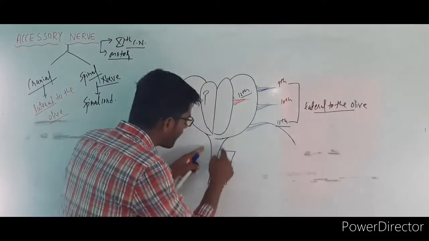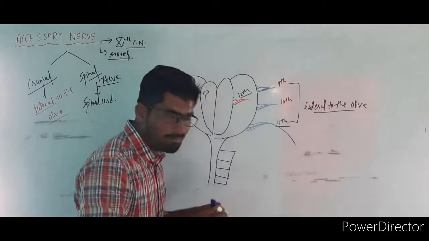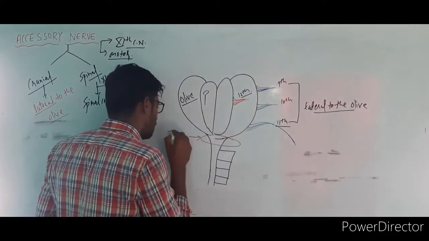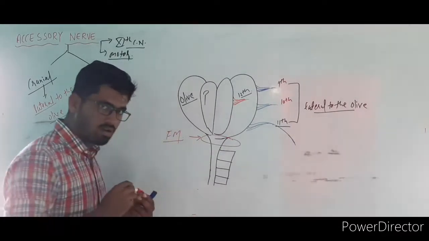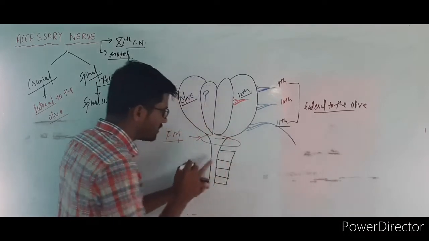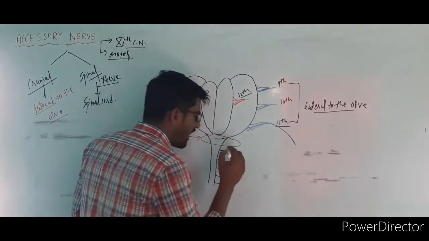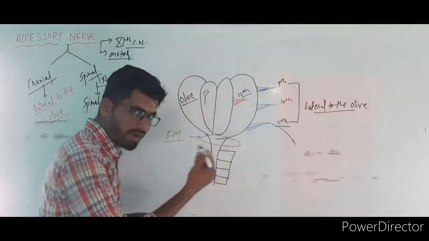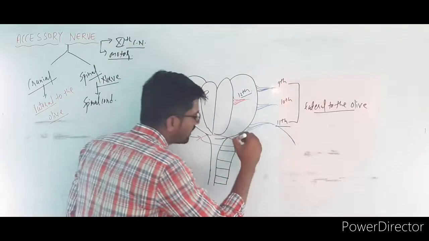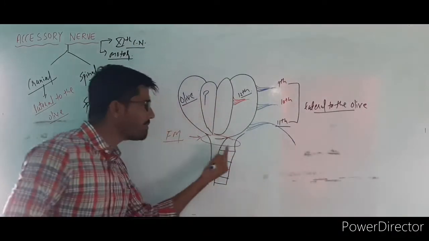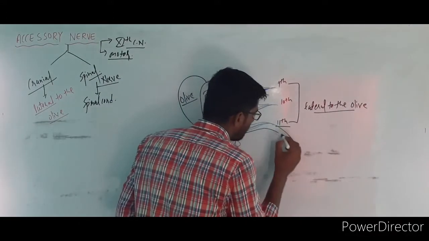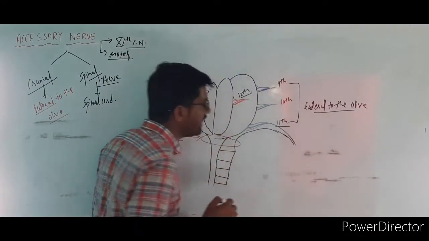See here. If this is the spinal cord and this is the medulla oblongata, then obviously here is one foramen, and that is called what? Foramen magnum. So the spinal root of this accessory nerve, after originating from the spinal cord, enters into the cranial cavity through the foramen magnum, and it will join the cranial root.